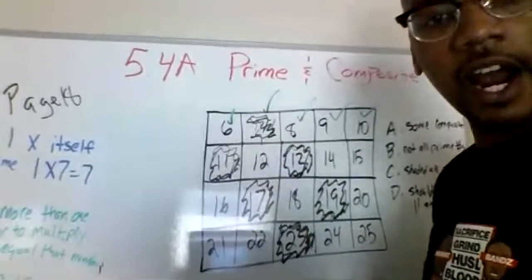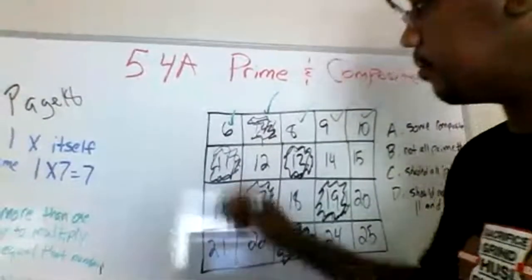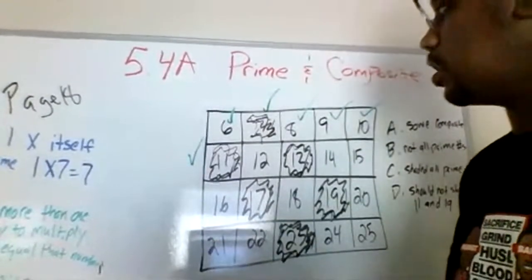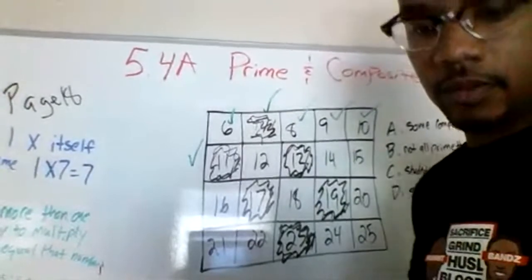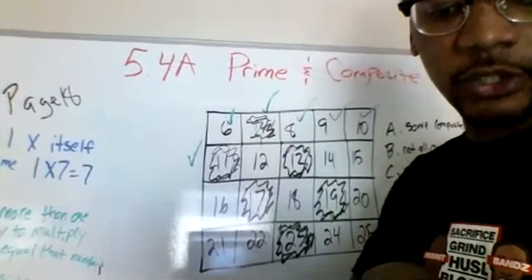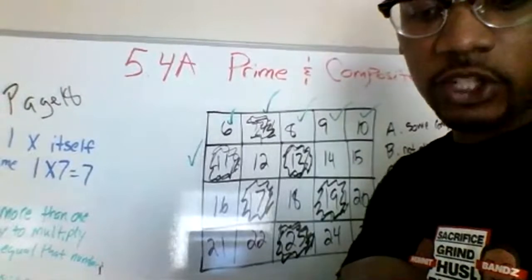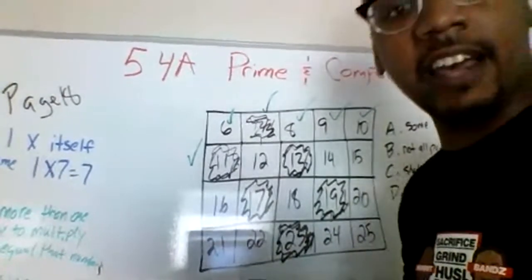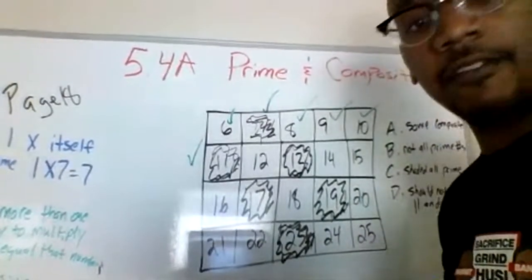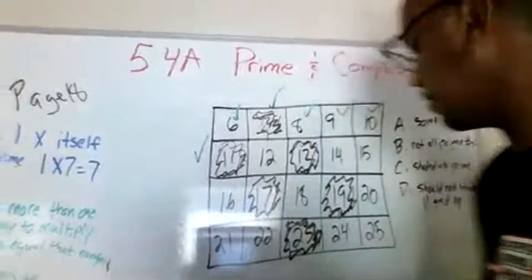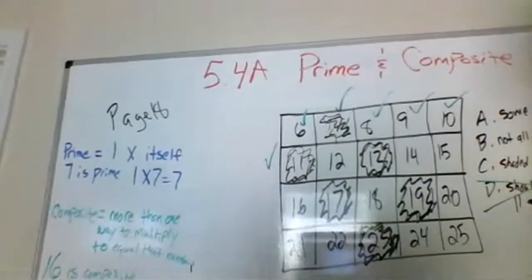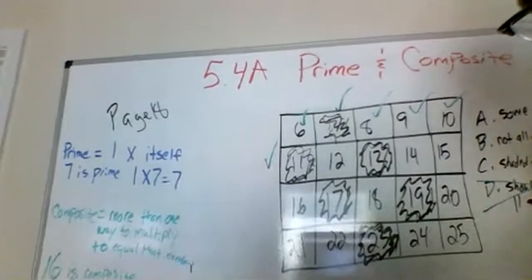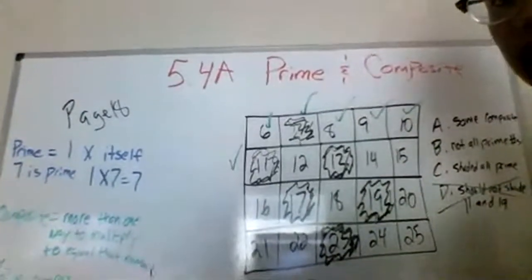11 is prime. Only 1 times 11. But it is shaded, so she's good. That means D is wrong because D says Clara should not have shaded the 11. But 11 is prime. 11, you only have 1 times 11. So that means D is wrong.